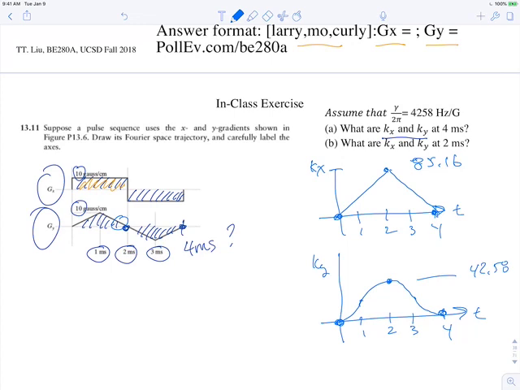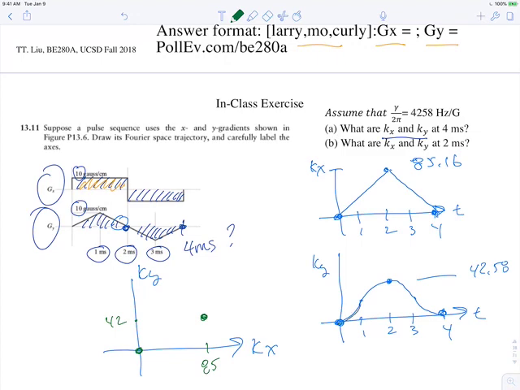Now typically what we want to know is the combination of kx and ky, so we'll do a parametric plot. We have to think about things parametrically. We start off at 0, 0, and we end up at 0, 0. That's fine. Where are we going out to? We're going out to 85 and 42, so we're going out to here. And the question is, how do we get out to there?